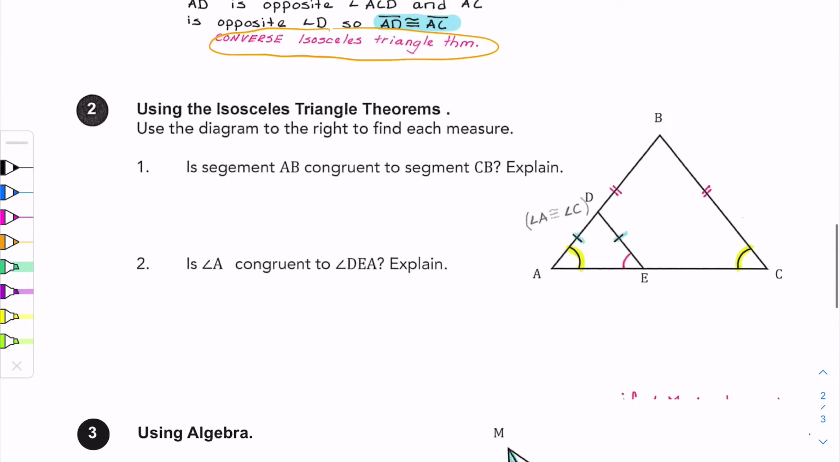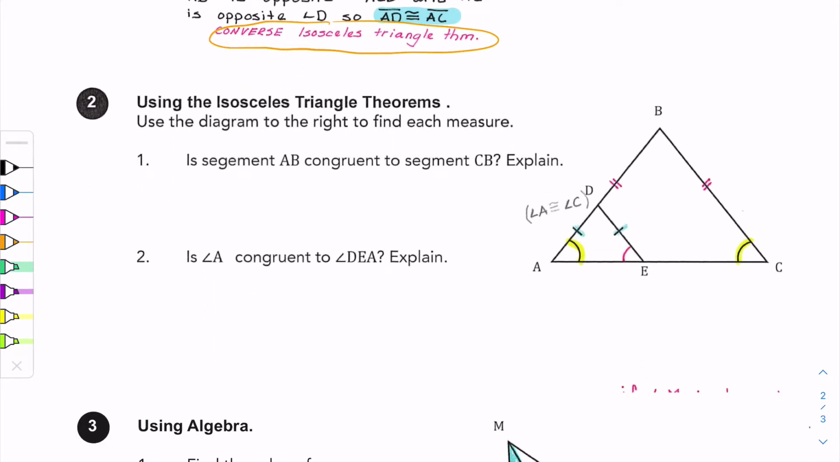Next, we're going to use the isosceles triangle theorem to find each measure. So number one says, is segment AB congruent to segment CB? And I did already mark up this diagram a little bit for you. So segment AB is this segment here. And we want to know, is it congruent to segment CB, which is this segment here?